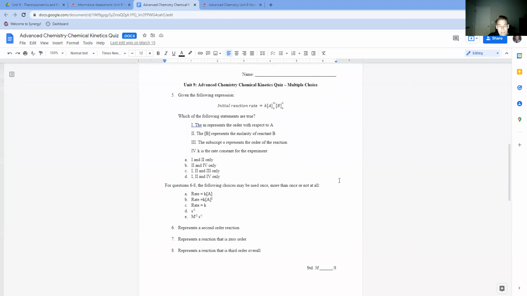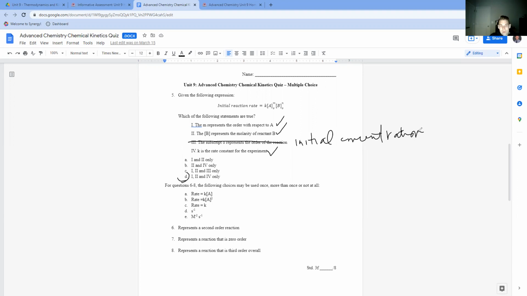Okay, so we'll go down to the last couple ones here. Given the following equation, okay, we've got this. Which of the following statements are true? The m represents the order with respect to A. That is correct. The brackets B represents the molarity. That is correct. Remember, brackets mean molarity. The subscript 0 represents the order. That's not true. That actually represents that it is the initial concentration. So it's basically the concentration at time 0, so the initial. k is the rate constant. That is true. So it's 1, 2, and 4, which is D.